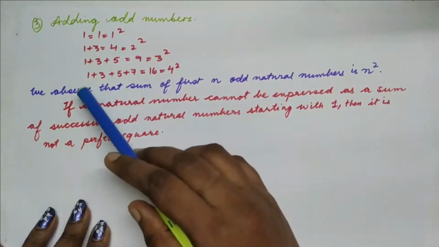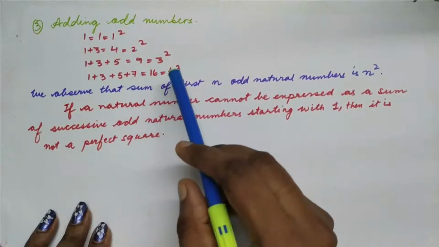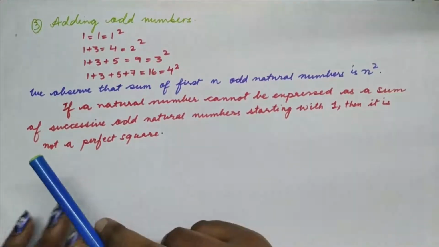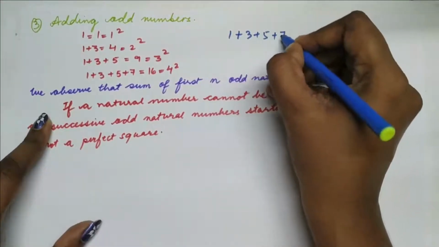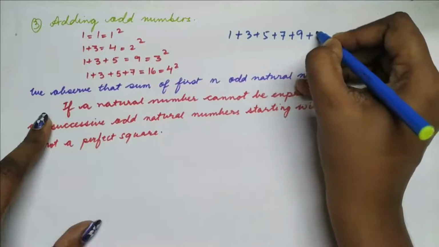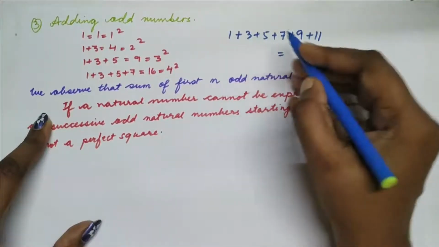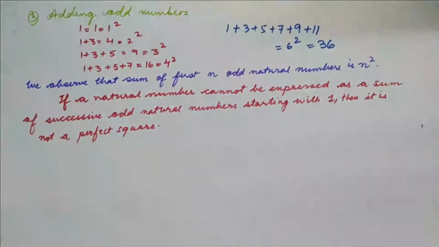So here it is 1 plus 3 plus 5 plus 7, that is 4 numbers are there. So what will be the sum of it? 4 square. So for example, if I tell you 1 plus 3 plus 5 plus 7 plus 9 plus 11, so how many numbers are there? 1, 2, 3, 4, 5, 6. So the total of this will be equal to 36.